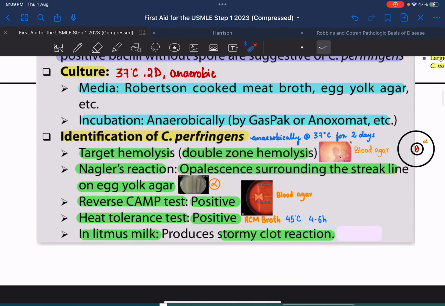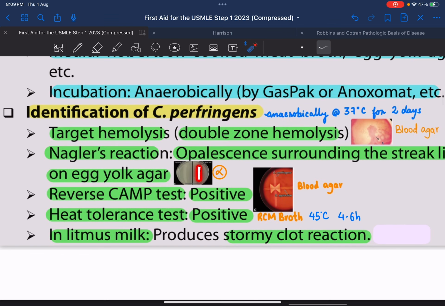Also, if we grow it in egg yolk agar, we can see something known as the Nagler's reaction. This you should remember from this chapter, Nagler's reaction, which is basically, in the egg yolk agar, surrounding the streak line we see opalescence, as you can see over here. This is the streak line, and this is the opalescence near the streak line. The clear area is the opalescence, and the dark area is the streak line. Okay, and this is because of the alpha toxin.